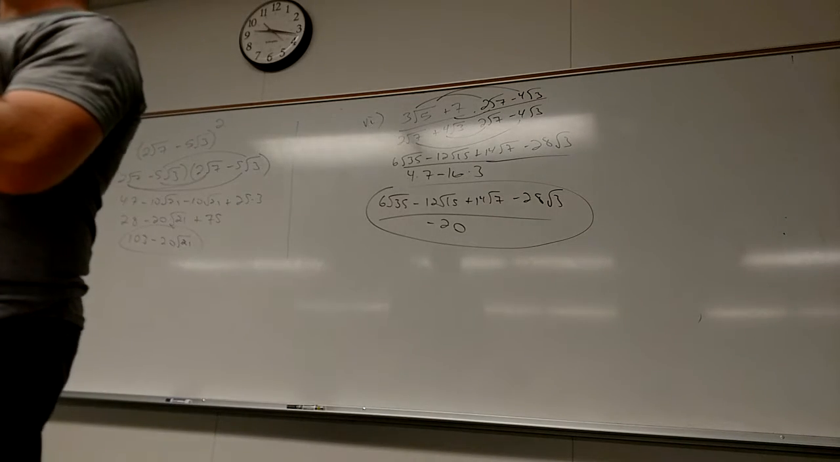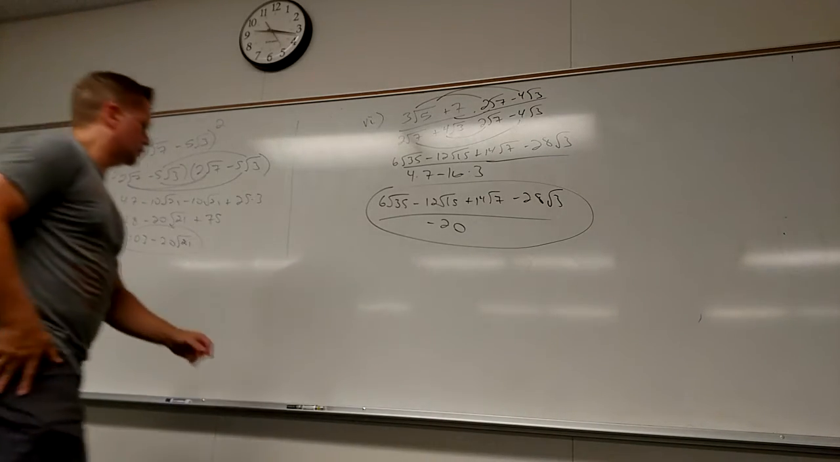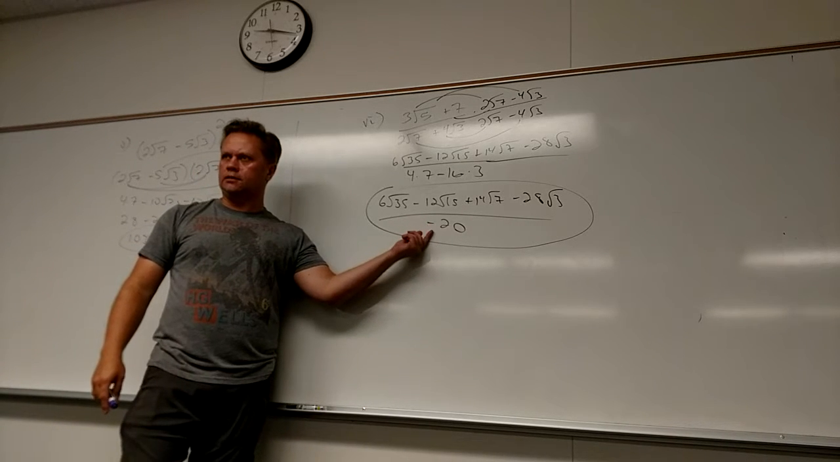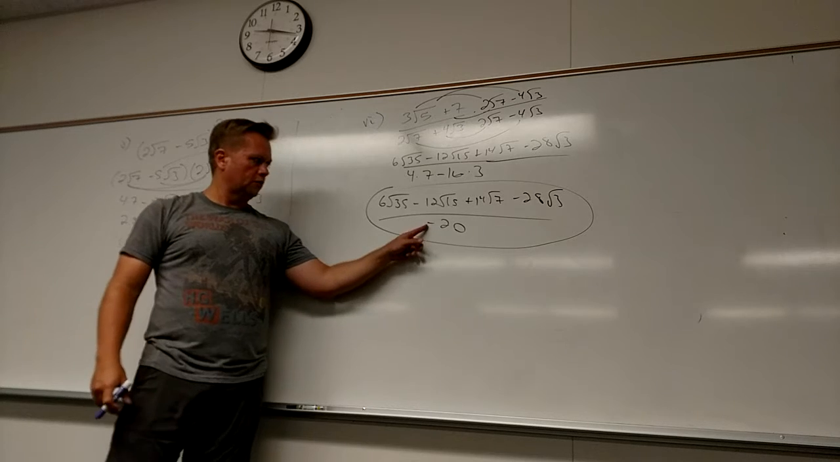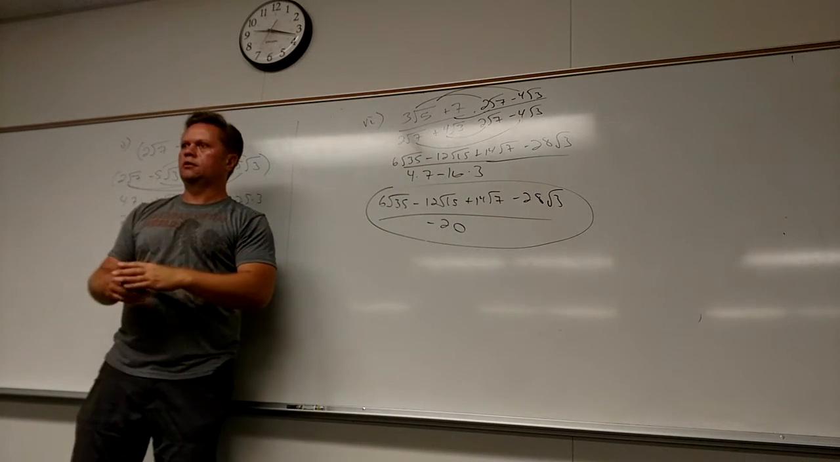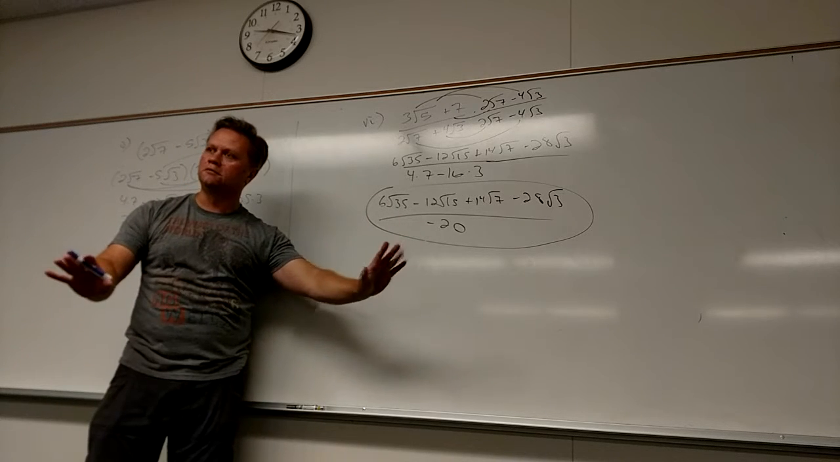Why would you take the negative out? Oh, just because it's convention to not leave the bottom negative, because then it's easy to lose that negative. So you can bring that up and change all the signs on the top. So it's over 20. But if you left it like this, I'm fine.